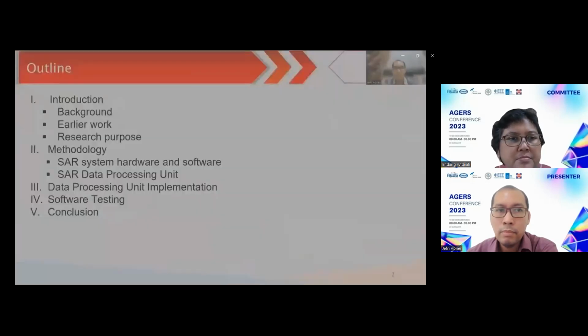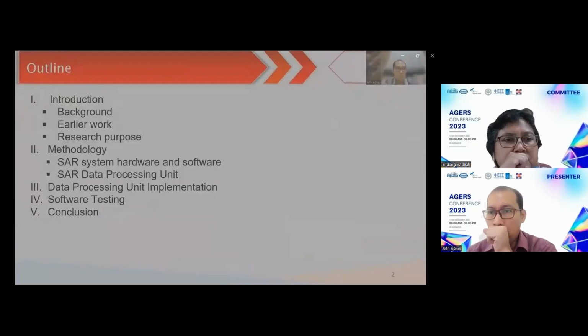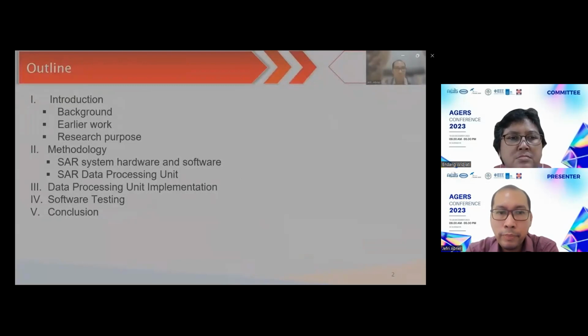Outline of my presentation. After a brief introduction about the background, earlier work, and proposed research, I will discuss the SAR system hardware and software, and then the SAR data processing unit. In the next section, I will talk about the implementation of the data processing unit. And the last one, I will show you how the software is tested in the field.